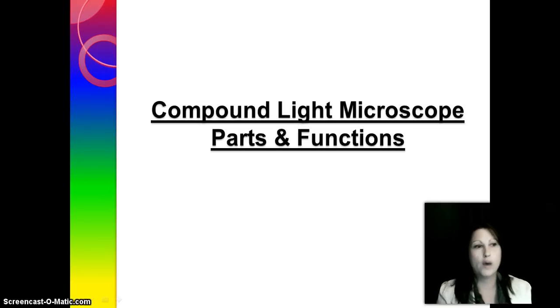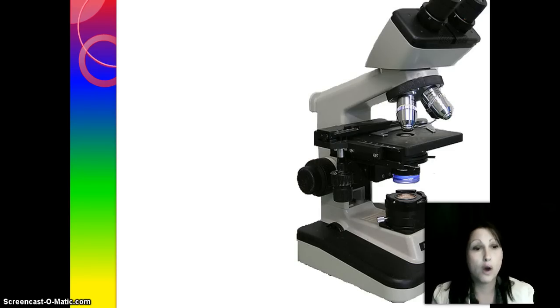All right, let's talk about what all the little parts and pieces are of the compound light microscope. We're going to leave pretty much all the other microscopes on the shelf for now. I'm going to walk you through them, and it's going to highlight on the picture over here to the right what the parts are. So we'll talk about where they are and then what they do.